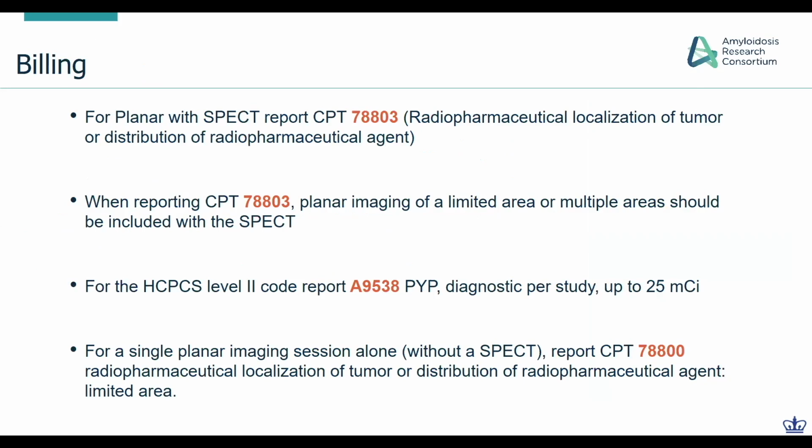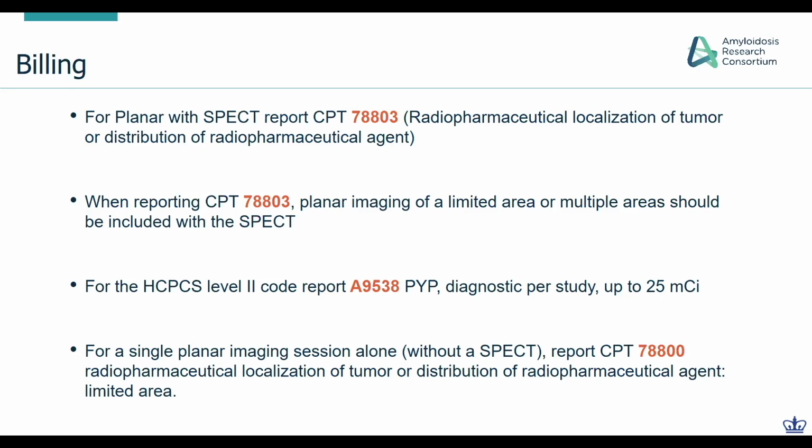The other important question is for billing. For planar with SPECT imaging, the CPT code is 78803. Now, this is not specific for amyloidosis. This billing code is used for radiopharmaceutical localization of tumor or distribution of radiopharmaceutical agent. And do not use this 78803 code if you're not doing SPECT imaging. If you're doing planar imaging alone, then you use 78800.